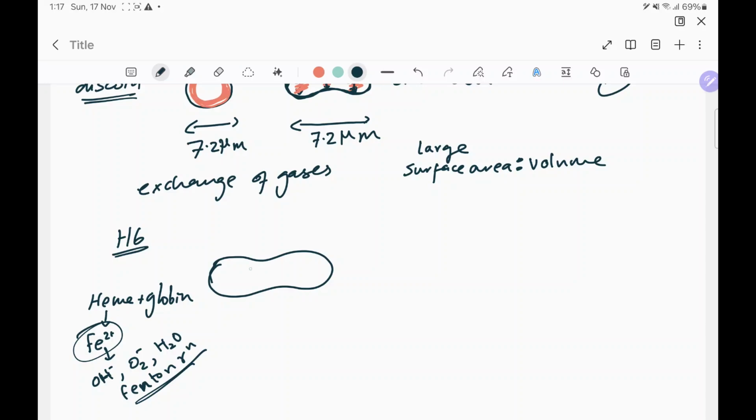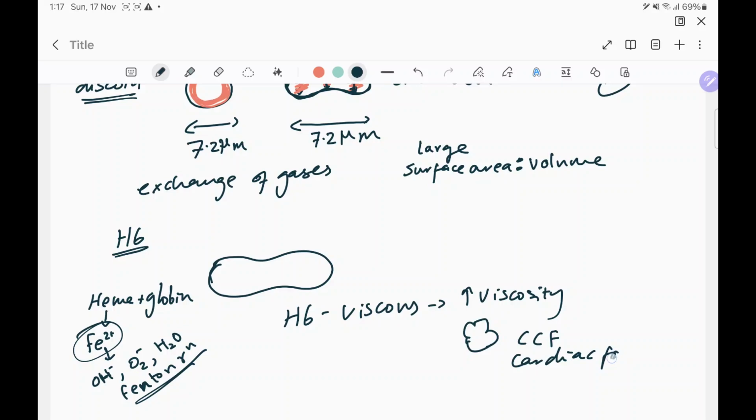Other than that, these hemoglobin molecules are kept in the RBC because if they were left free, hemoglobin is very viscous, and it would cause an increase in the viscosity of your blood. And who's pumping blood? The heart. If the heart had to pump this extra thick fluid, much thicker than normal, it would have a very bad day. It would actually go into heart failure. So you can cause congestive cardiac failure. That's why our hemoglobin is kept in these red cells, to reduce the viscosity of blood.